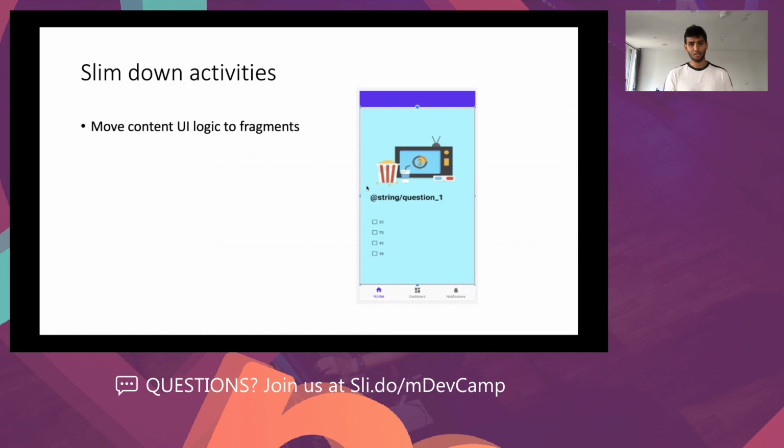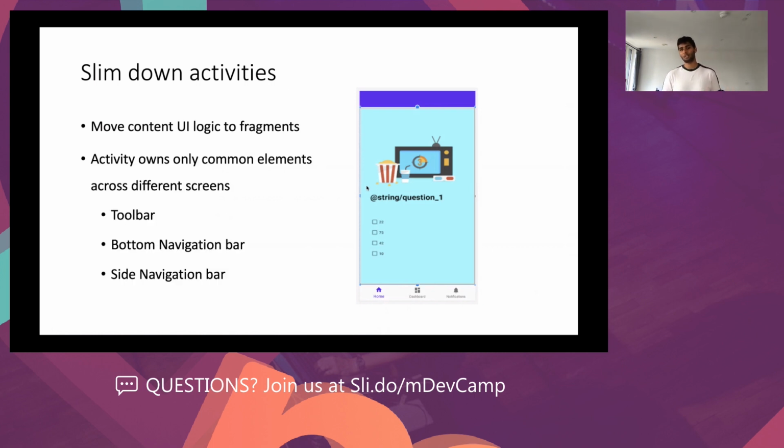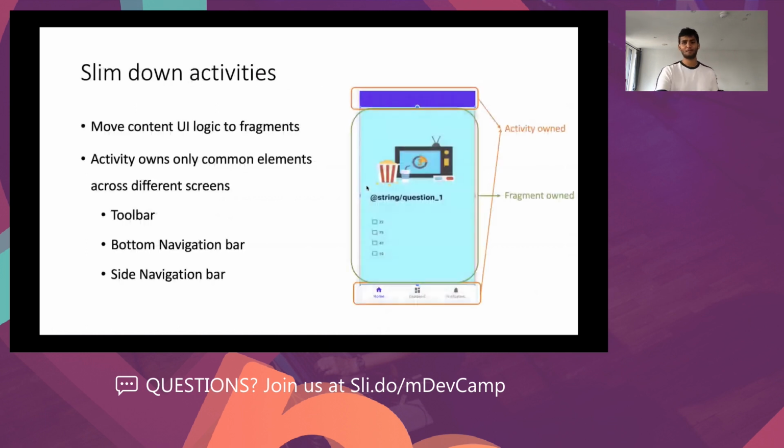What I mean is you can move some of the UI logic to fragments so that the activity only owns the content areas of your application, and the activity only owns the navigation parts of your application, like the toolbar and the bottom nav, whereas most of the content is owned by the fragments. Once you do this, you will have activities and fragments.